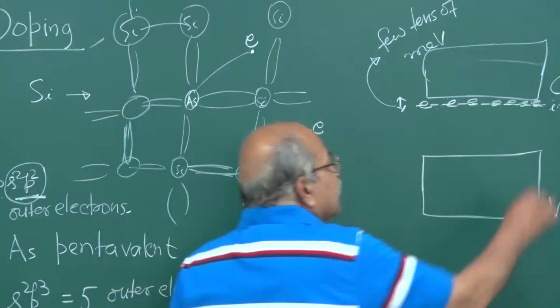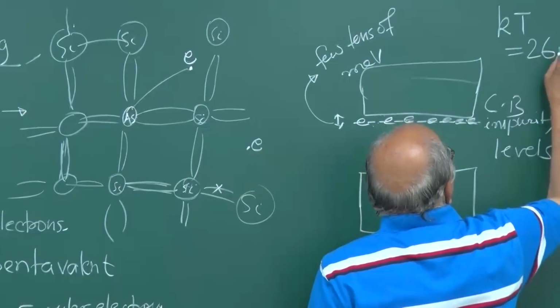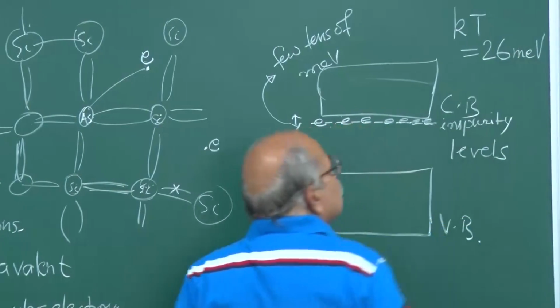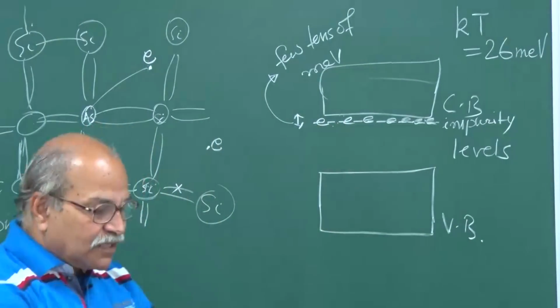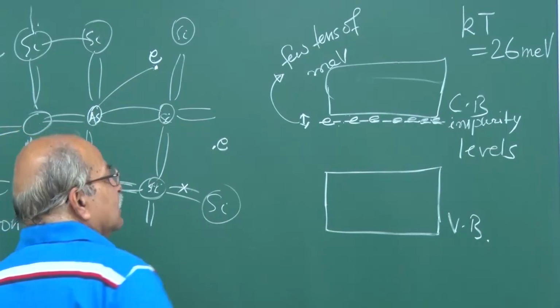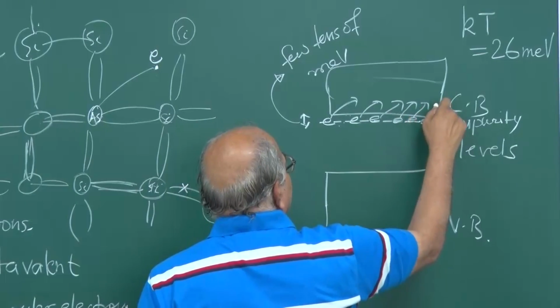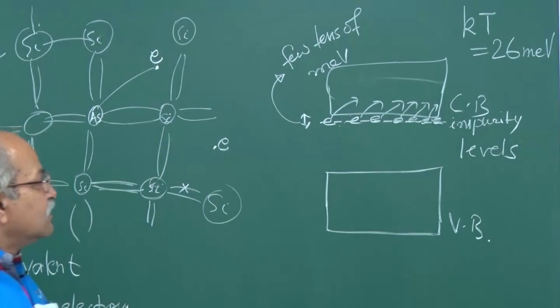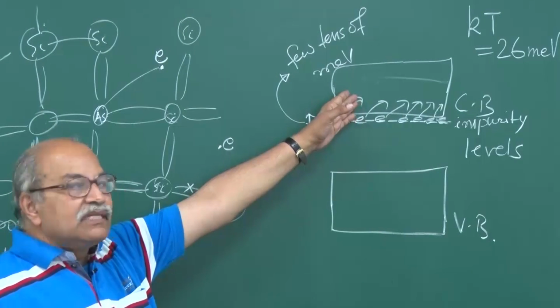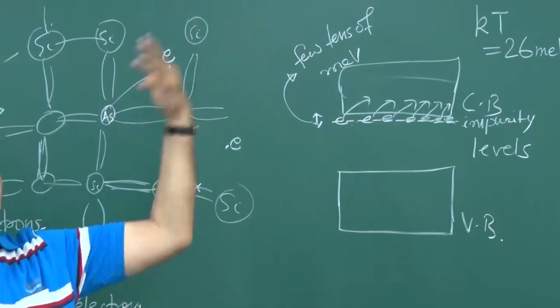And remember, kT itself is 26 milli-electron volt. So it's comparable to that. And therefore, through thermal interactions, these can easily go into the conduction band, and then they are free to move anywhere.